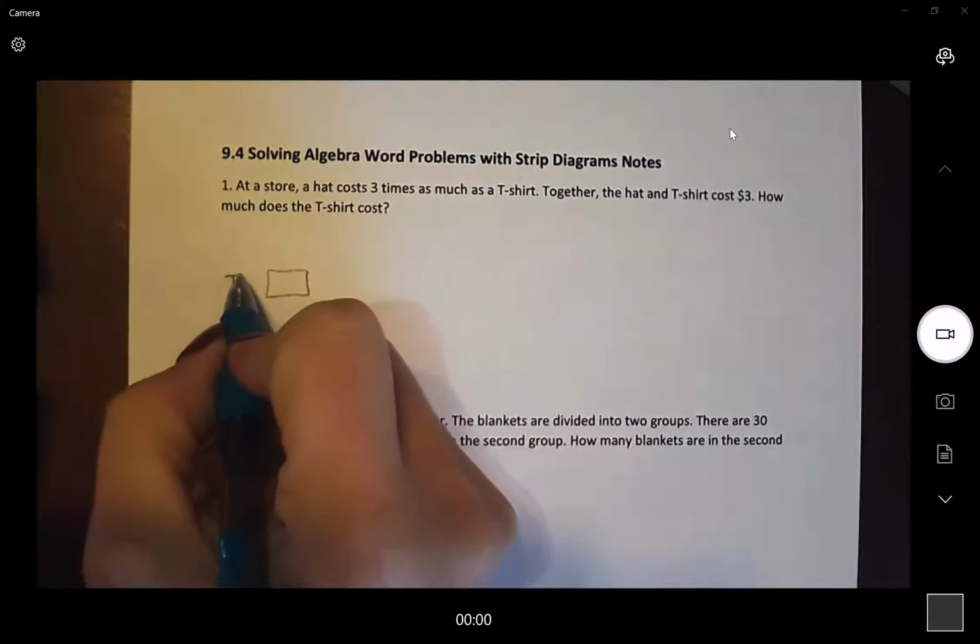So how much does the t-shirt cost? Well, the t-shirt is 9, and just to double check that, 3 times 9 is 27. 27 plus 9 is 36. Just a good way to go back and check that. Now, that's an easy way to do that without having to use any variables. Now, let's go ahead and input variables in for those.